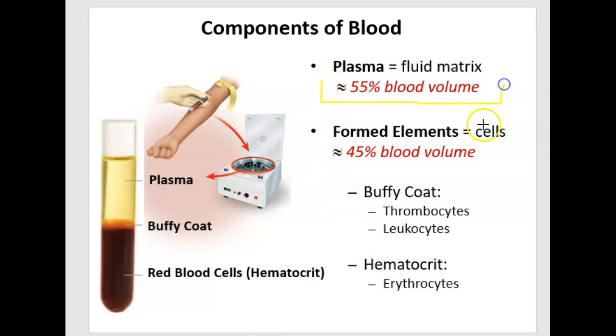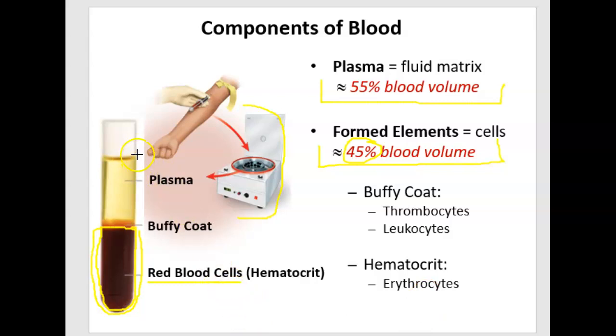55% by volume is plasma, 45% will be formed elements. When we draw someone's blood, collect it in a test tube, and then spin it down in a centrifuge, like this diagram shows, the cells generally sink to the bottom. And the cells that are heaviest and sink to the bottom are the red blood cells. So we call this region of red the hematocrit, right? So the hematocrit is typically around 45% of blood volume. We'll talk about that again.